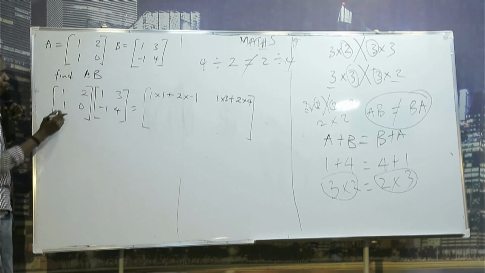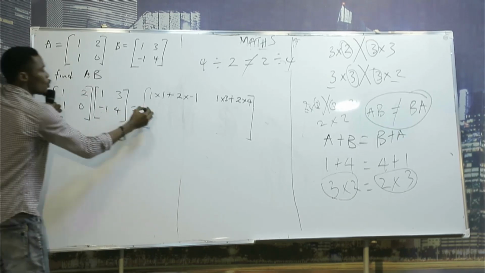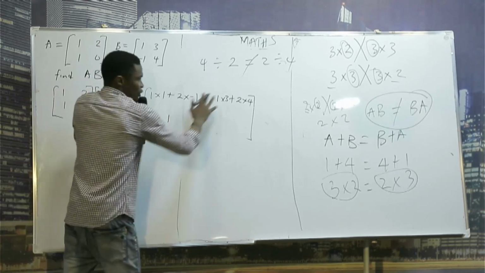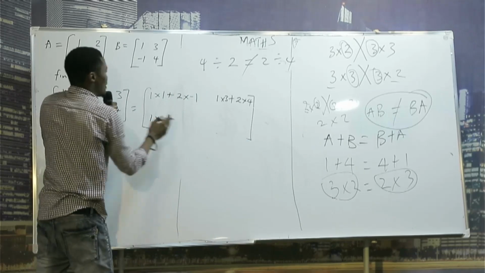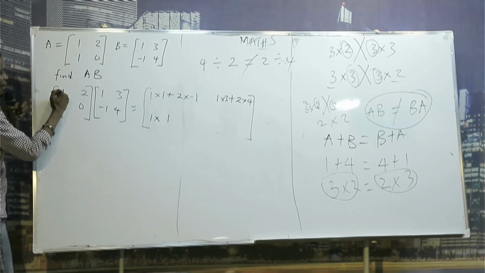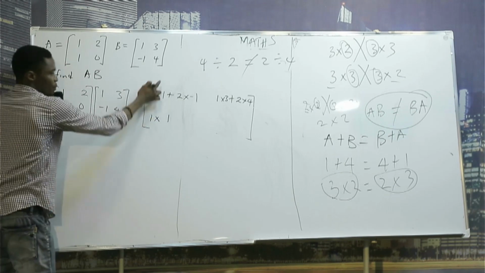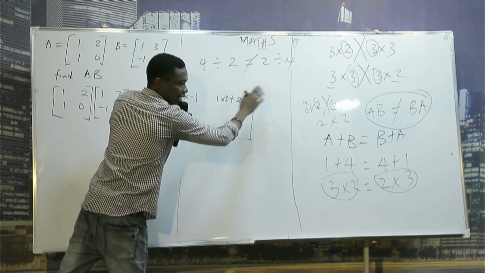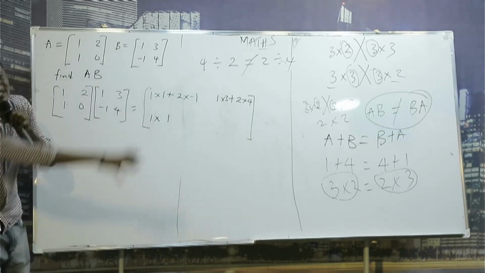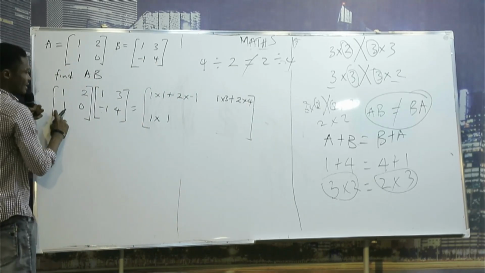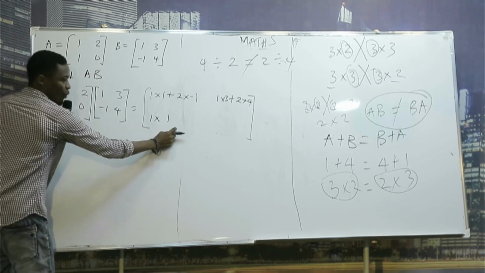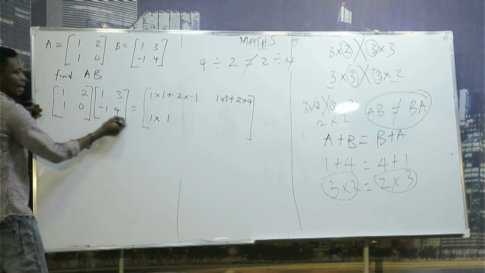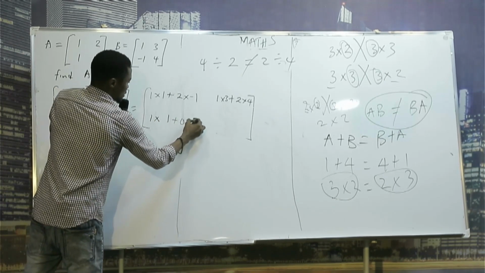Do the same thing. I will say 1 times what? 1. So 1 times 1. Are you seeing where I'm positioning my elements now? I pay attention to what I'm doing. First row, first column should be somewhere here. First row, second column should be somewhere here. Remember, we did positions before we started doing all these things. Then, second row, first column should be somewhere here. Let's continue. 0 times what, class? Minus 1. So, plus 0 times minus 1.